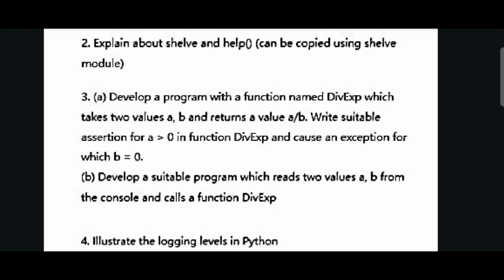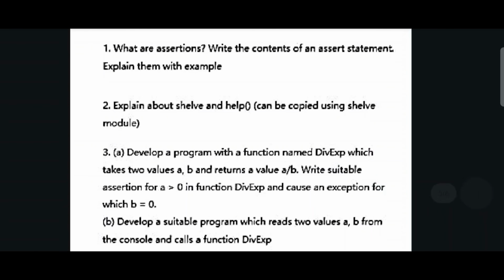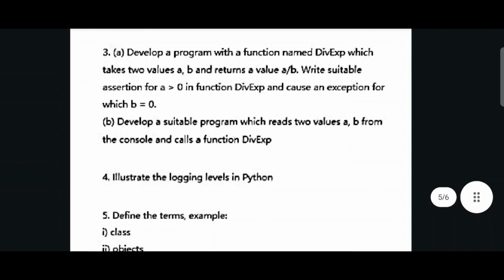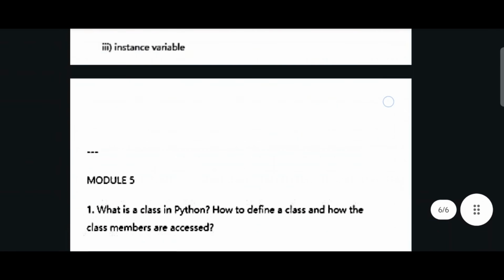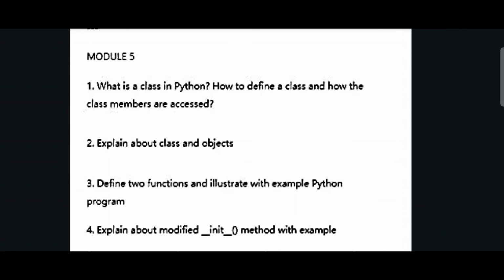If you read these 3 questions, 4 questions, I can definitely tell you that in tomorrow's exam you can get 20 out of 20 marks from this Module 4, okay. Illustrate logging levels, this is also a more important question, guys. After that, let's go into Module 5. What are classes? What is meant by classes, and after that, define classes, how to define a class and how to access members, this is also a more important question, guys.